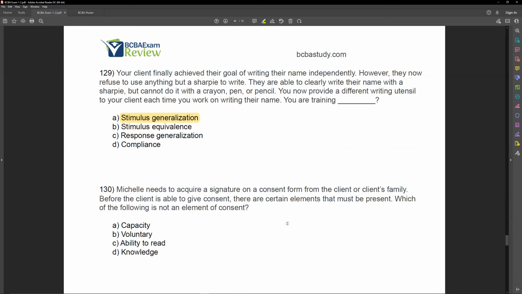As long as they have capacity, as long as it's voluntary, and as long as D, they have knowledge of what they're giving consent about, so they're not just signing away contracts they have no knowledge about, they can give consent. Their ability to read has no impact on their ability necessarily to give consent. Now, if you have signed contracts, obviously reading would play a part in that, but you should read it with them, go through it with them, make sure they have knowledge of it, okay? Make sure they understand what they're giving consent to. So before the client is able to give consent, there are certain elements that must be present. Ability to read is not one of those.